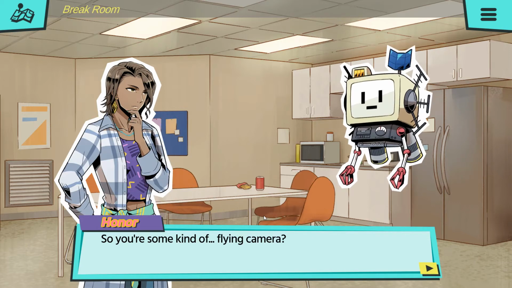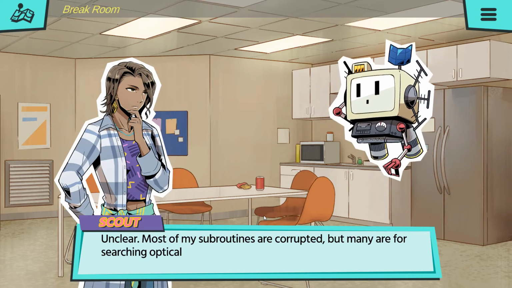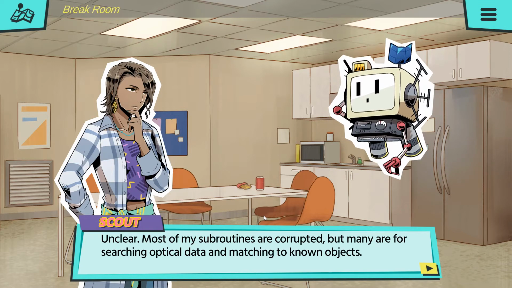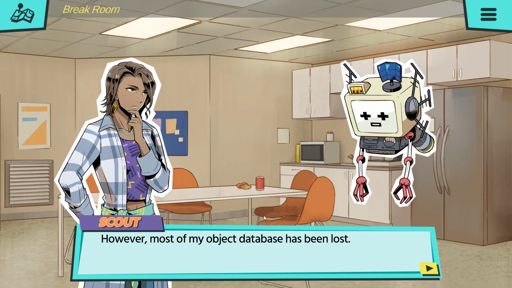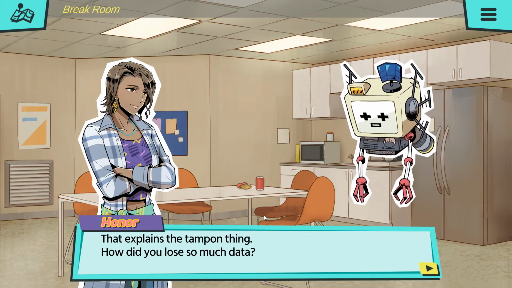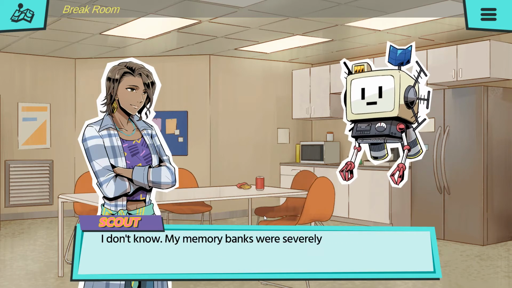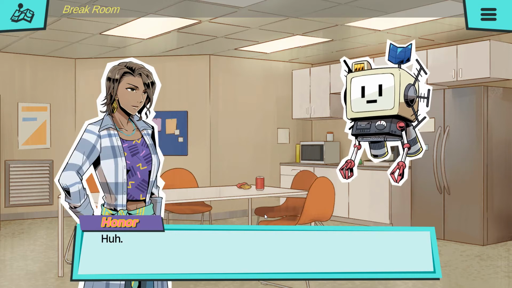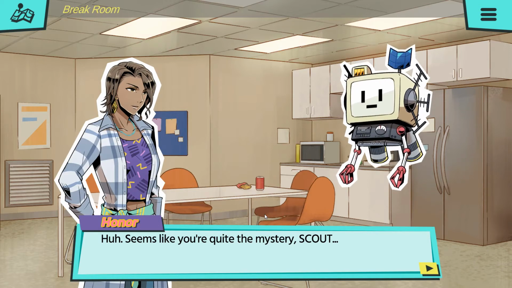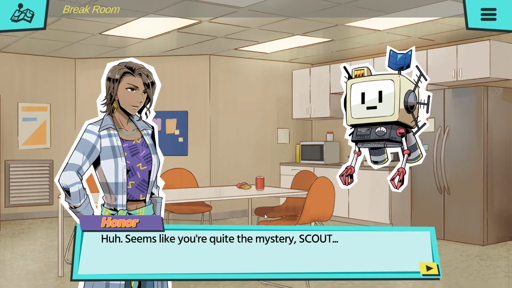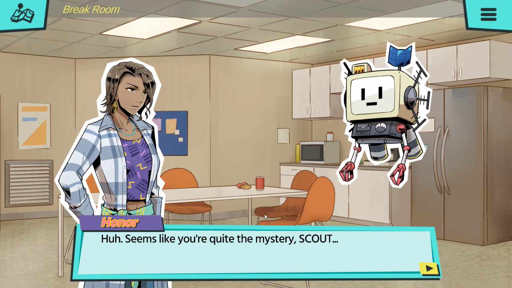So you're some kind of flying camera? Unclear. Most of my subroutines are corrupted, but many are for searching optical data and matching to known objects. However, most of my object database has been lost. That explains the tampon thing. How did you lose so much data? I don't know. My memory banks were severely deteriorated when I came online. I mean, there can't have been much data stored on there to begin with, 200 megabytes of storage. Huh, seems like you're quite the mystery, Scout.